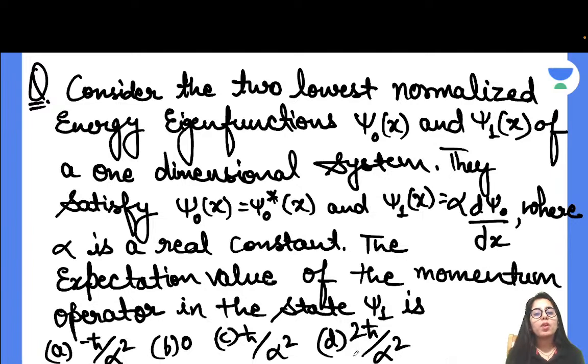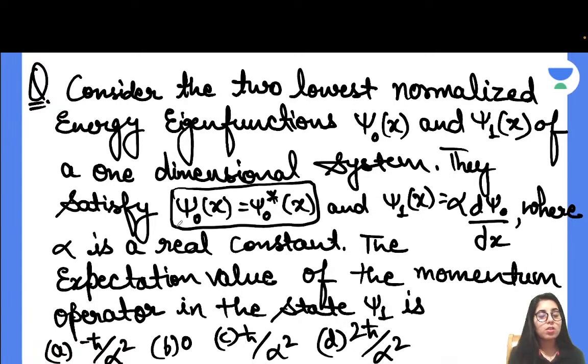Now, in this case, what will happen? This shows that it is a real function, because psi naught star, the complex conjugate and transpose, is equal to the wave function itself. So it shows it's a real wave function. Once you know psi naught is a real wave function, what about psi 1? Psi 1 is a function of psi naught, as you can see here. This alpha is a real constant, and d psi naught over dx is written. So when psi naught is real and alpha is real, psi 1 will also be real, right?